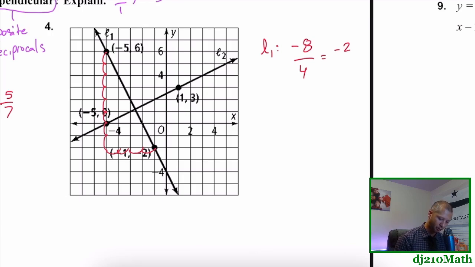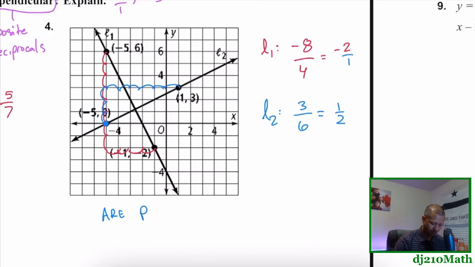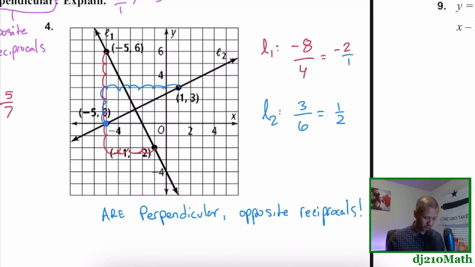So let's look at the slope of L2. We start at a point and we go up, so it's positive. 1, 2, 3. So L2, we're going up 3 and over 1, 2, 3, 4, 5, 6. This reduces to 1 over 2. And here we see that one's negative and one's positive. 1 over 2 would flip to 2 over 1. So yes, these are perpendicular, and it's because they have opposite reciprocals. They are perpendicular.